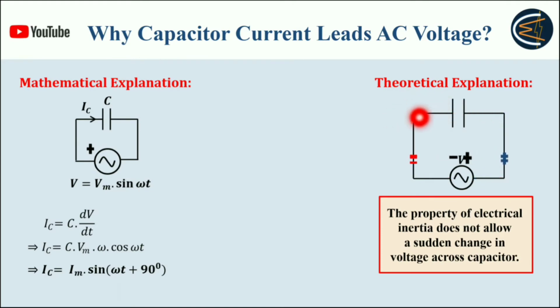Due to this continuous redistribution of charge, a voltage is developed across these two plates. As I have written here, the property of electrical inertia, I have already mentioned that concept in my previous video lecture. The capacitor has this property of electrical inertia, which doesn't allow a sudden change in voltage across the capacitor. That is the reason why capacitor current leads voltage, because due to this continuous redistribution of charges, the capacitor takes some time to develop the voltage across it.